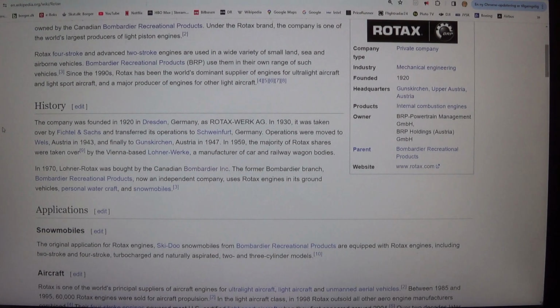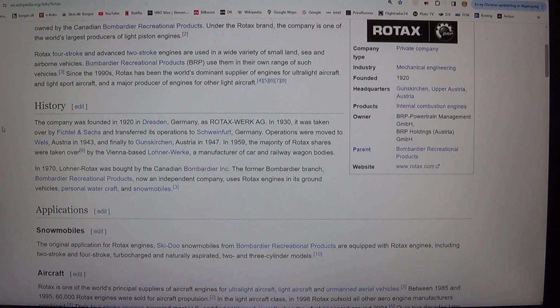History. The company was founded in 1920 in Dresden, Germany, as Rotax Werk AG. In 1930, it was taken over by Fichtel and Sachs and transferred its operations to Schweinfurt, Germany. Operations were moved to Wels, Austria in 1943, and finally to Gunskirchen, Austria in 1947.